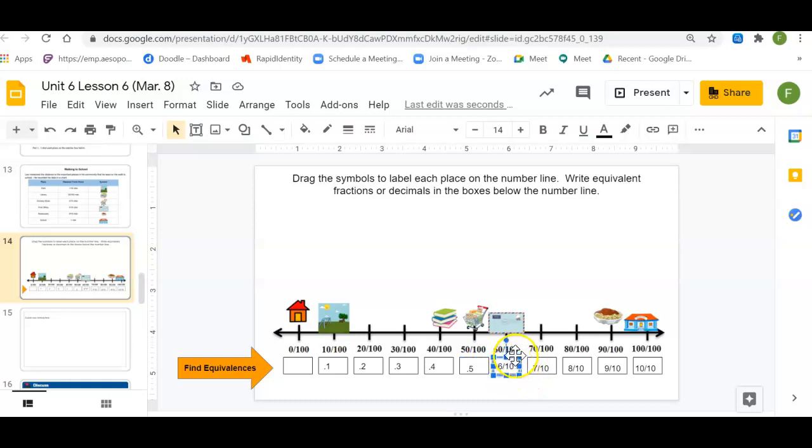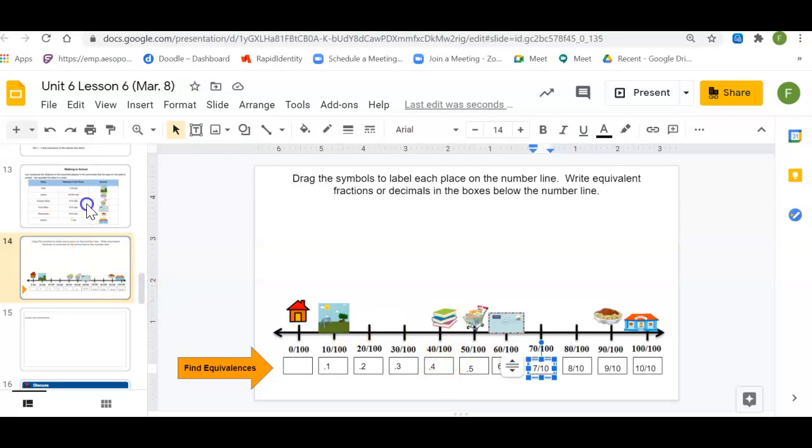And now with 60 hundredths, instead of doing the decimals, I decided to do the fractions. So I did 6/10. So 60 hundredths is equivalent to 6/10. 70 hundredths is equivalent to 7/10. 80 hundredths is equivalent to 8/10. Or I could have done 0.8 there. So I had a choice. 90 hundredths is equivalent to 9/10, and 100 hundredths is equivalent to 10/10. So now we found the park is at 1/10. Now we got the library is equivalent to 40 hundredths or 4/10.